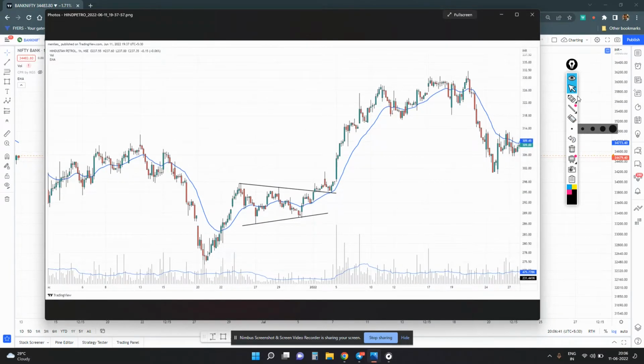Similar example. There was this triangle pattern, 1 2 3 4. Next time it broke out, it went there, but wasn't successful in giving momentum in the first go. It came back to the 20 MA or the retest level. Both were coinciding here, so this was a very powerful level. One could have easily entered here, kept the stop loss here, and enjoyed the fast momentum on the upside.